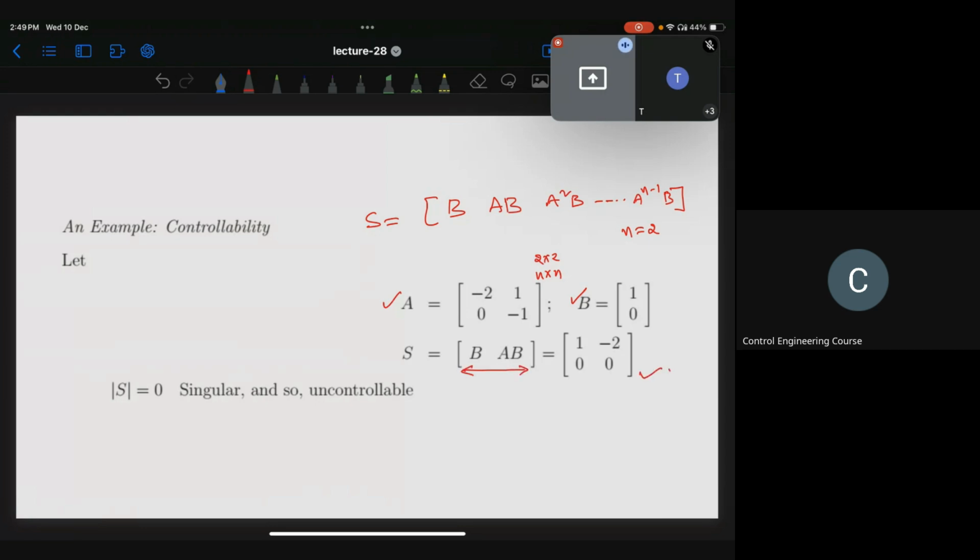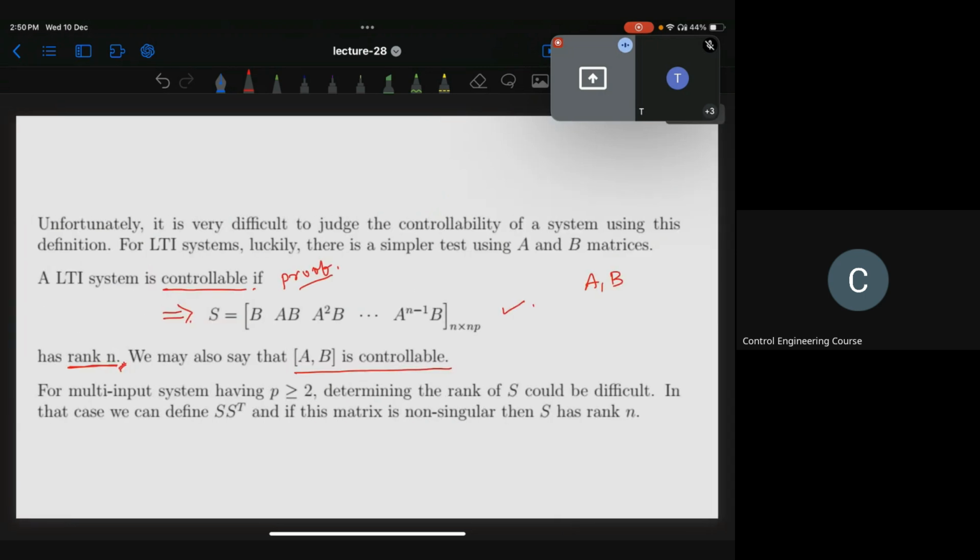If you find this, 1 minus 2 0 0, and then find the determinant of S, that will be 0. When the determinant is equal to 0, the rank of S will be less than 2. Here in this case the rank of S is 1, which is not equal to 2. Hence S is not invertible, so the system is uncontrollable. Are there any queries as of now? Any doubt or query?